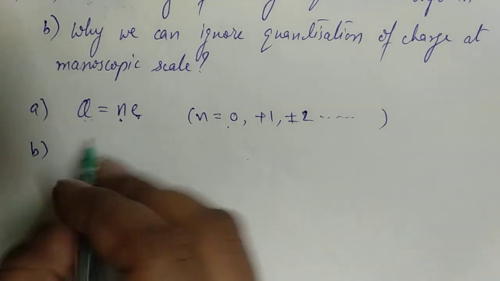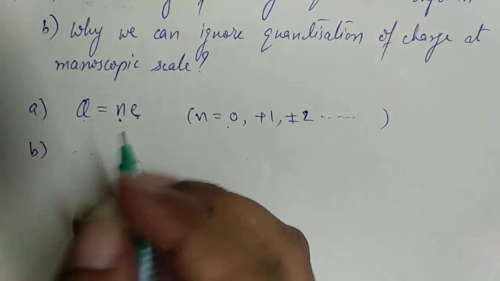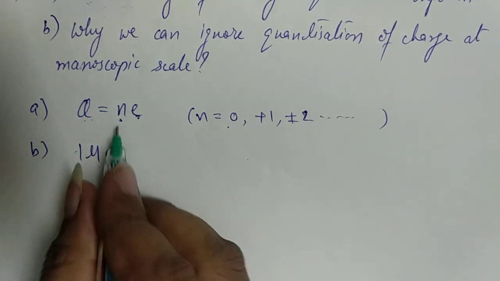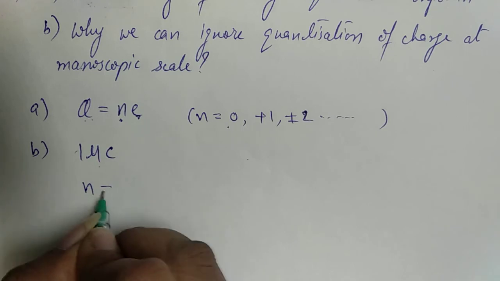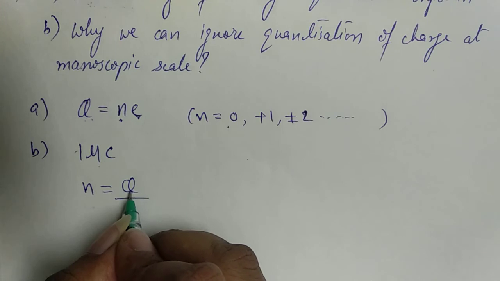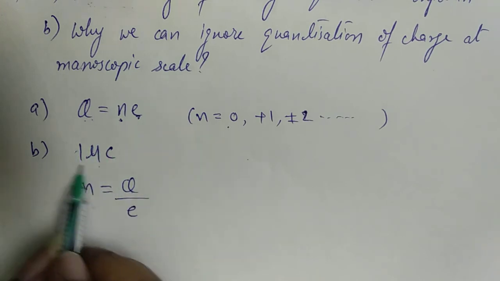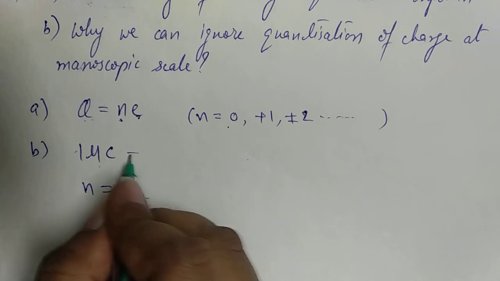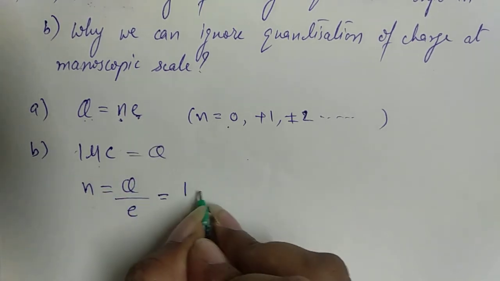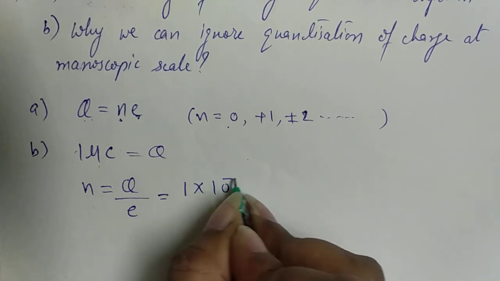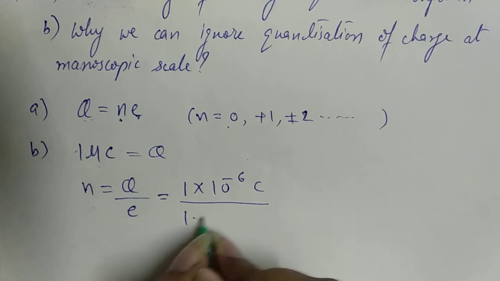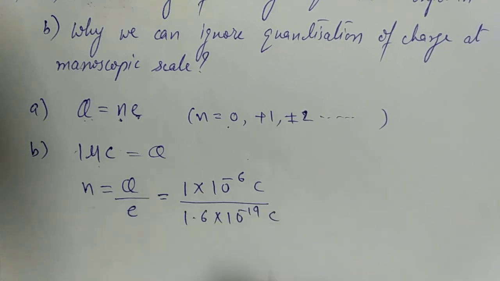For example, suppose we calculate the number of electrons present in 1 microcoulomb. From this equation, how can we calculate? This N is the number of electrons, so make N the subject of the equation. It will give you Q by E. Q is the total charge present on the body, which here is 1 microcoulomb. So I'll substitute 1 microcoulomb, that is 1 into 10 raised to minus 6 coulomb, divided by the value of fundamental charge, 1.6 into 10 raised to minus 19 coulomb.